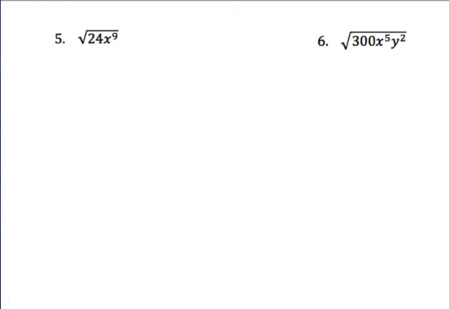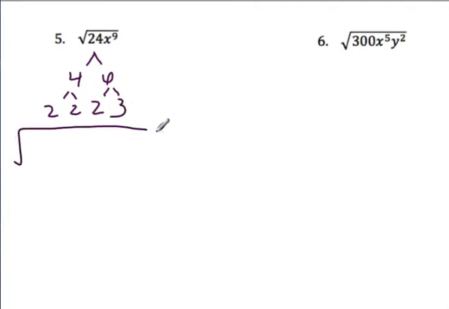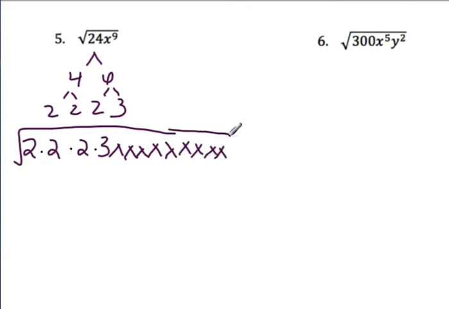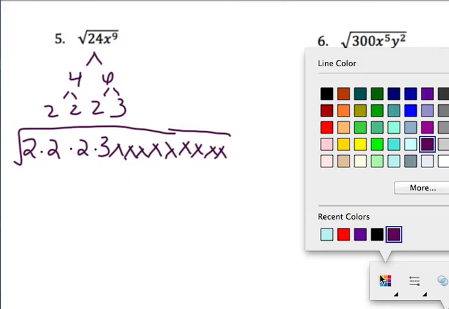So the first thing I want to do is break down 24. So 24 I'm going to break down to 4 and 6. 4 breaks down to 2 and 2, and 6 breaks down to 2 and 3. So I'm going to go ahead and write out my radical. So I have 2 times 2 times 2 times 3, and then 1, 2, 3, 4, 5, 6, 7, 8, 9 x's. So now I need to find my pairs.